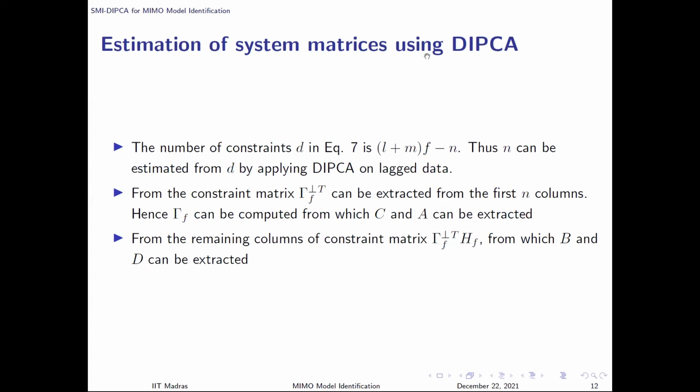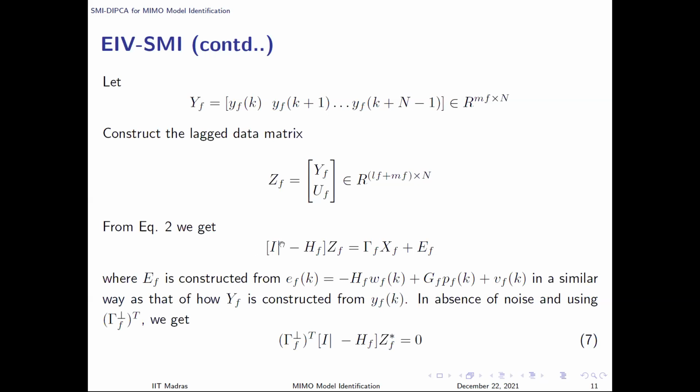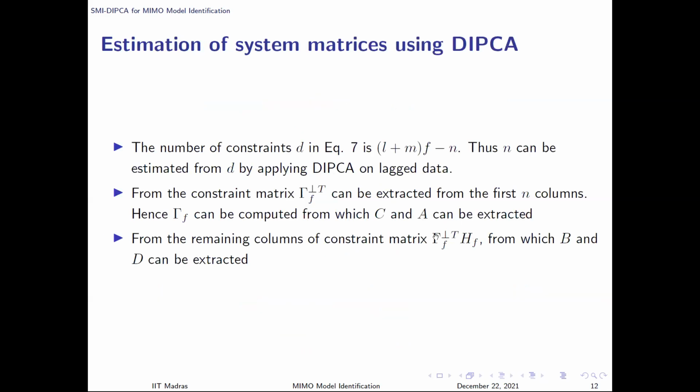So here, how is HF estimated? Okay. So first gamma F is obtained, gamma F perpendicular transpose, right? That is obtained from the first n columns of this A matrix. This full matrix is called A. I can put gamma F perpendicular transpose inside. So the first term will be gamma F perpendicular transpose, and the next term will be gamma F perpendicular transpose HF. So the first n columns will give you gamma F perpendicular transpose, and the remaining columns will give you gamma F perpendicular transpose HF. So once I know this, I can always get HF, and from HF I can get B and D.